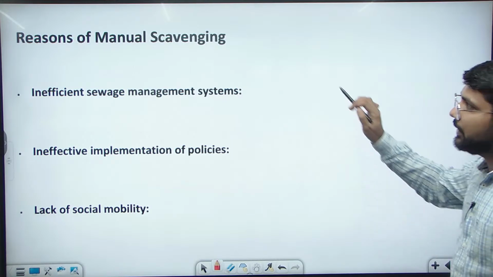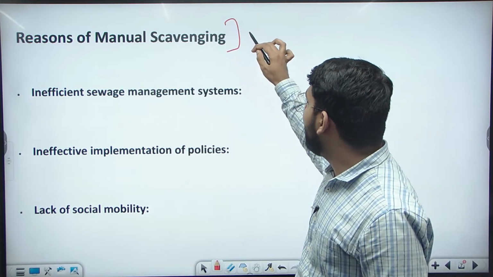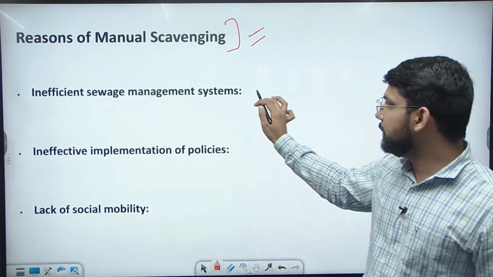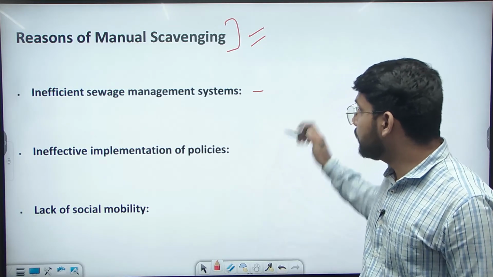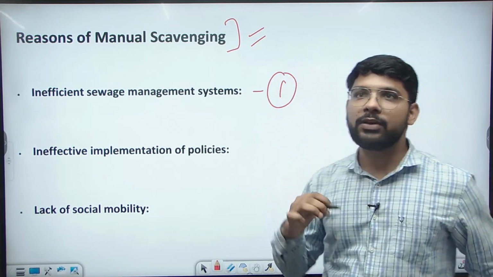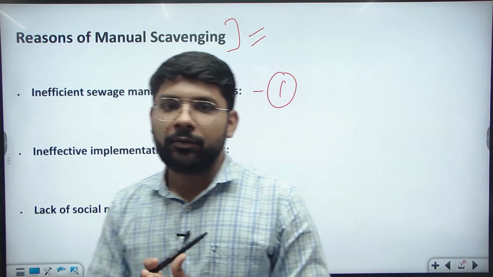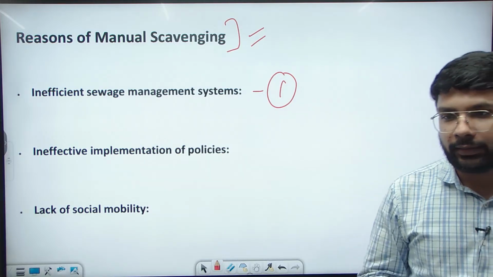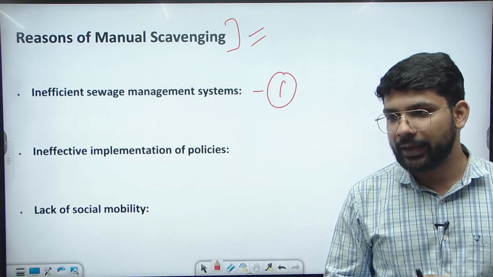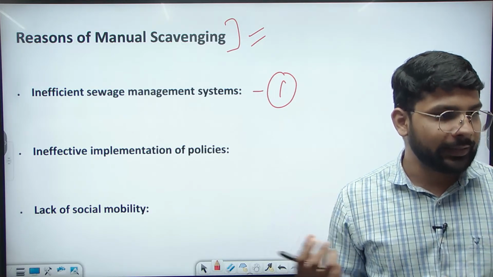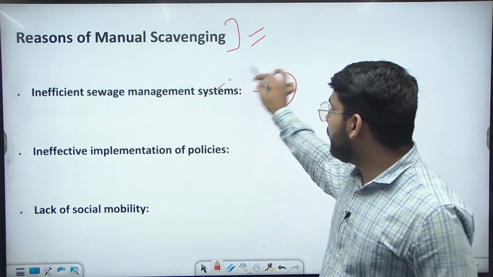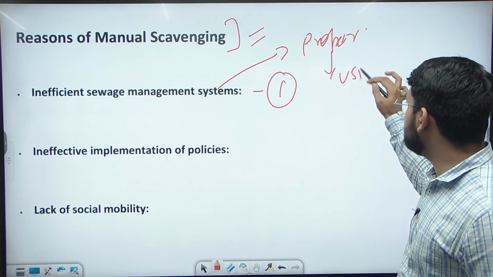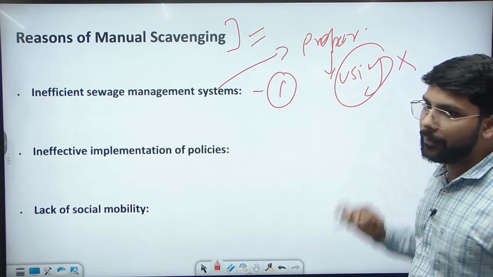So let's see what are the major reasons why manual scavenging still exists in India. The first reason is an inefficient sewage management system. Inefficient sewage management system means we do not have the proper technology, we do not have the proper machinery which can be operated to clean the septic tanks and the drainage. Even where we have the proper machinery, we are not using this machinery to clean the septic tanks and the drainage.